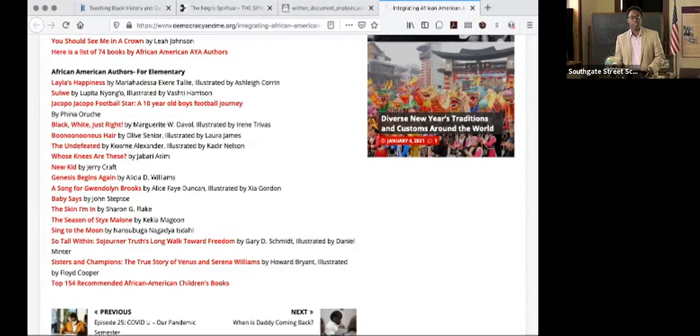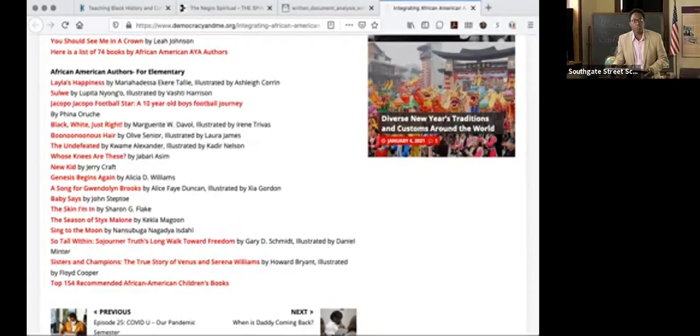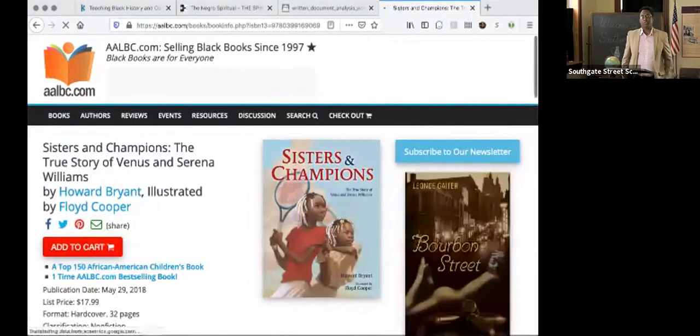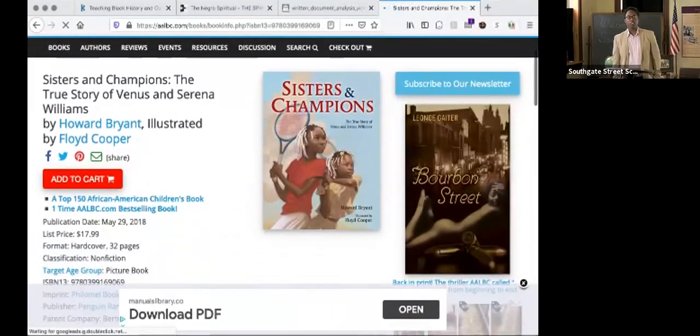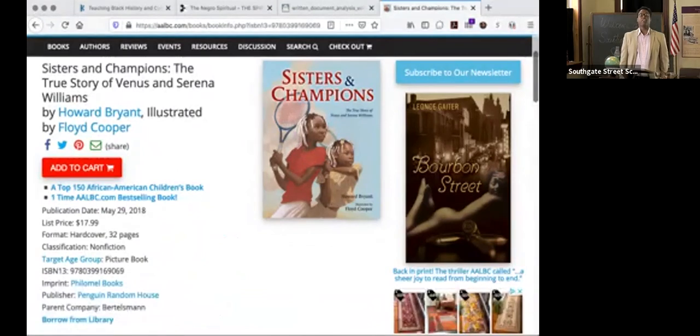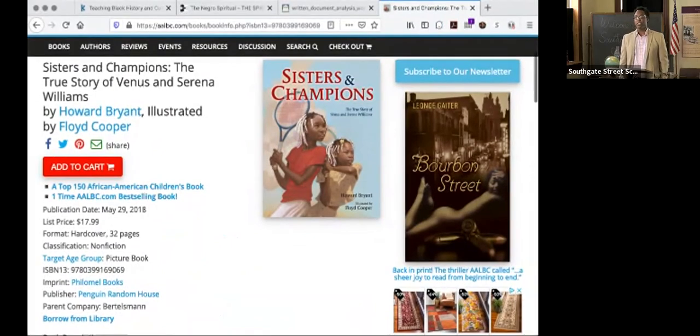If you can click on the second to last book, Sisters Are Champions. This is a book about, look at that, Serena, the Williams sisters. What a great way to talk about African Americans in sports. Remember I talked about African American history doesn't only have to be about slavery and civil rights. This is a great example. You could build curriculum around this.